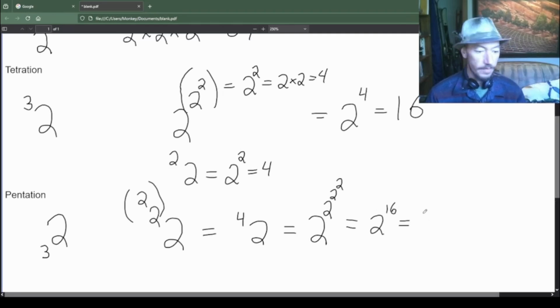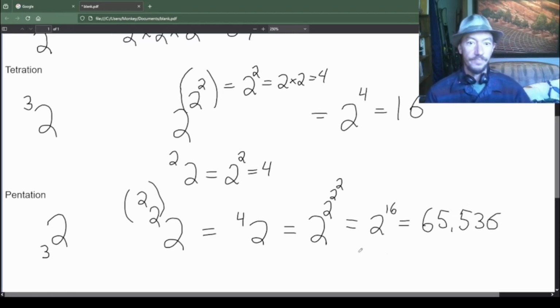Had to get my calculator for this. This is 65,536. So notice how quickly that grew.